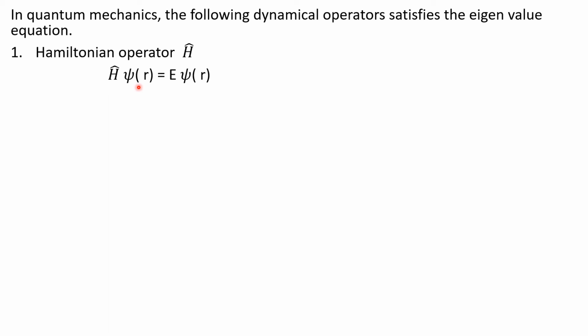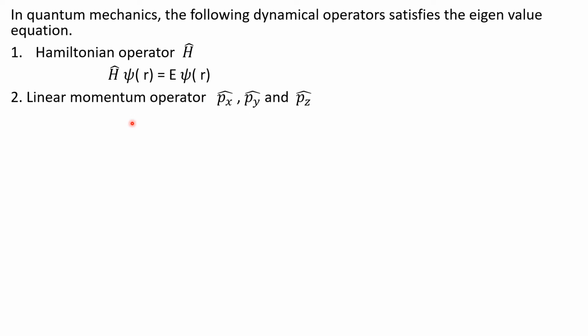It satisfies the eigenvalue equation. It means the Hamiltonian operator operates on a well-behaved function, and then we get the similar function multiplied by a constant term. That constant term is an eigenvalue of the given operator, and psi of r is an eigenfunction of the Hamiltonian operator, with the eigenvalue.